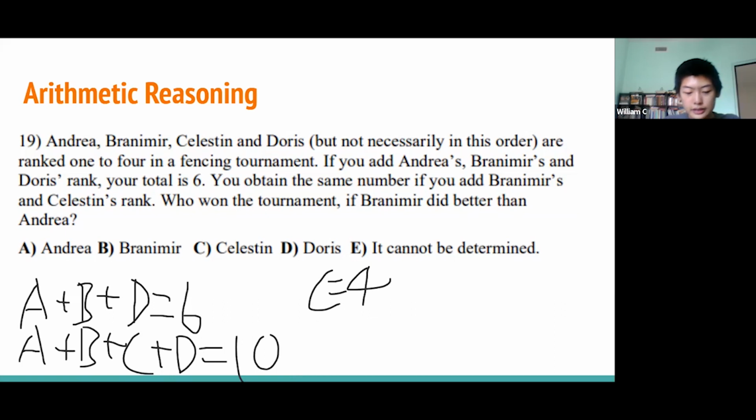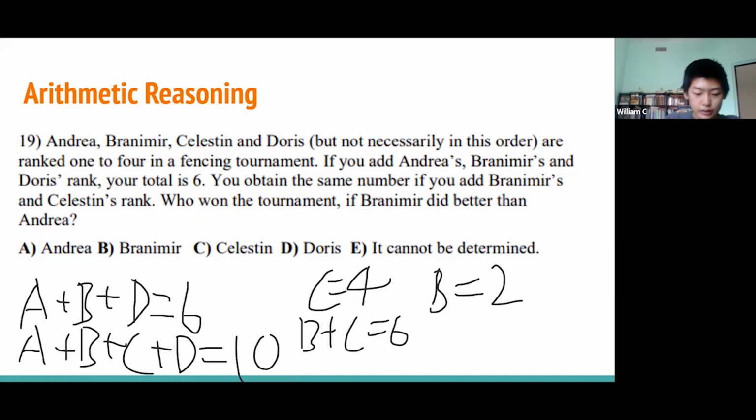We know that Branimir and Celestin equals 6, so B plus C equals 6. So B equals 2. Since Branimir did better than Andrea, A equals 3. Therefore, the winner of the tournament is Doris.